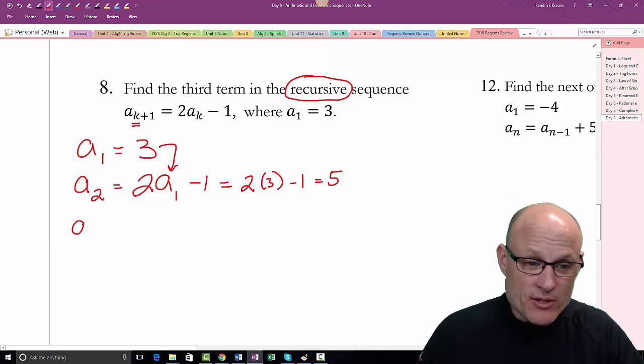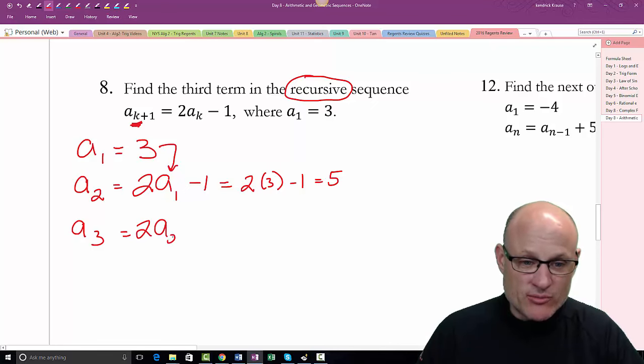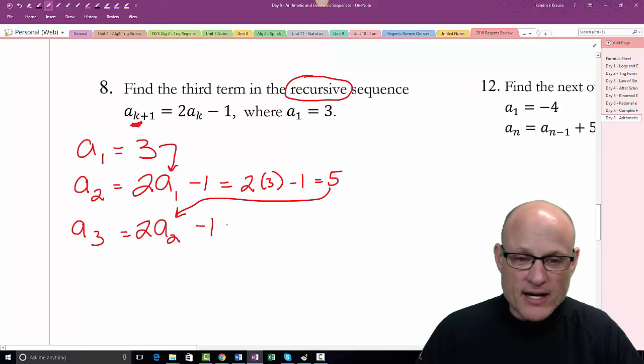Now we're going to do a sub 3. Well, if I've got a sub 3, that means k has to be 2. So that's 2 times a sub 2 minus 1. Well, a sub 2 is really 5.